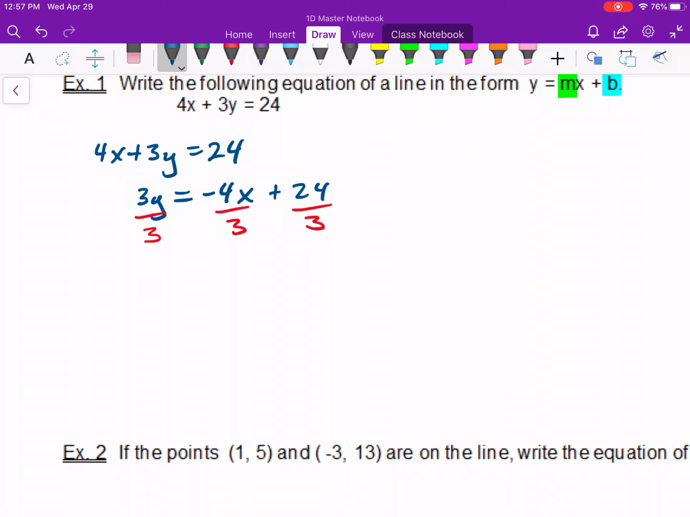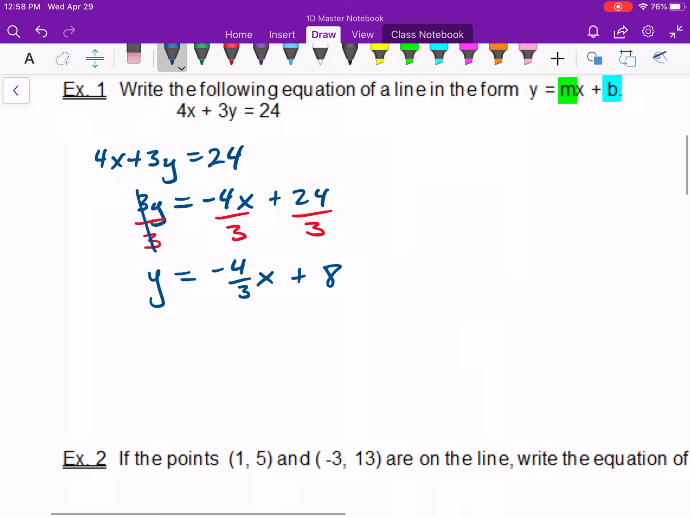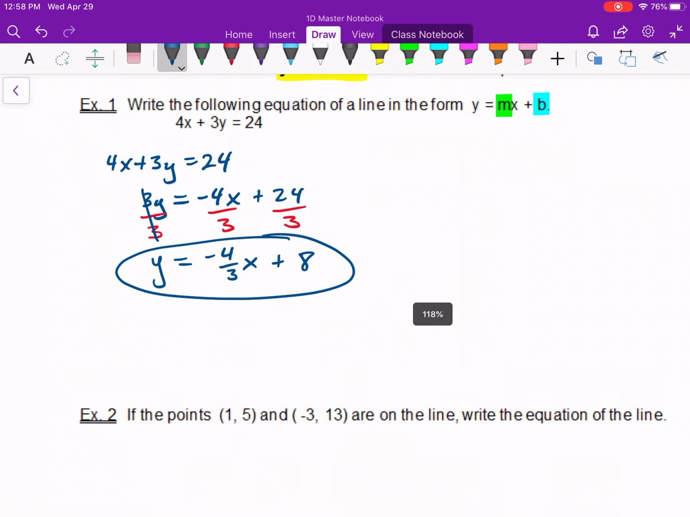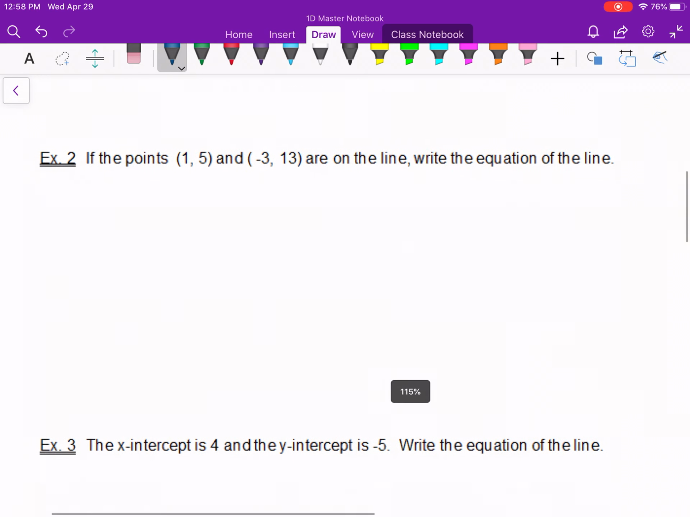When I simplify that, the y's cancel out on the left, and I end up with negative 4 over 3x plus 8. And now I've got it in slope y-intercept form. If I was asked to find what the slope or the y-intercept were, I could say that the slope is negative 4/3, the y-intercept is 8, and I'm good to go. So we've done ones like that before. Here's one that we haven't done before.